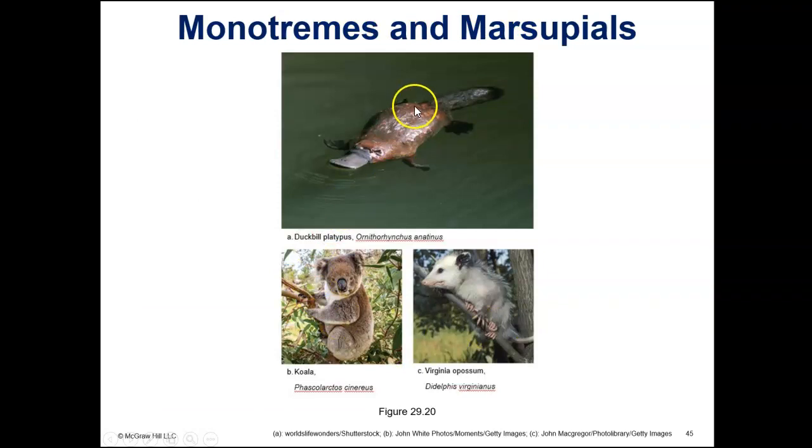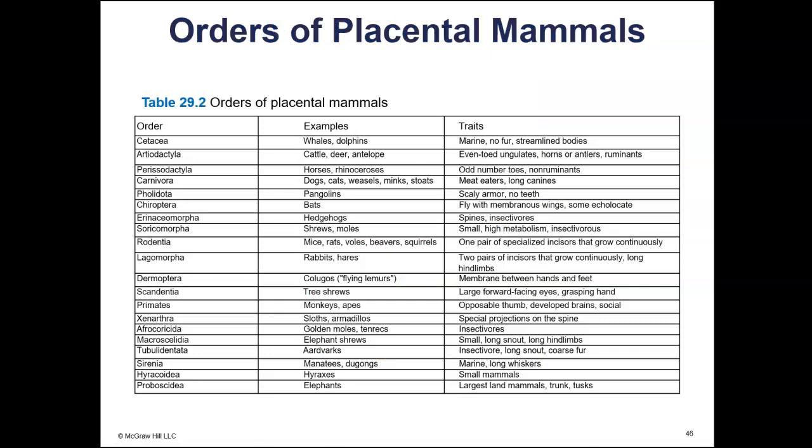So again, we have a monotreme here. This is our duck-billed platypus. And then we have some marsupials, the koala bear and the opossum. Many of the marsupials, I would say most of the marsupials, are native to Australia. This is a list just for interest, just because you might find it interesting to look up these different examples of placental mammals.